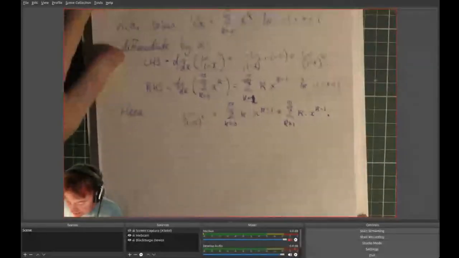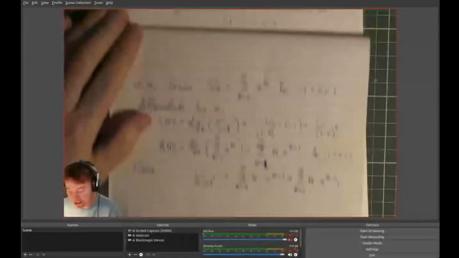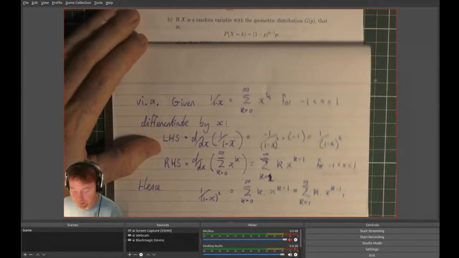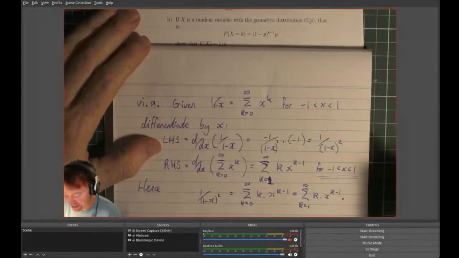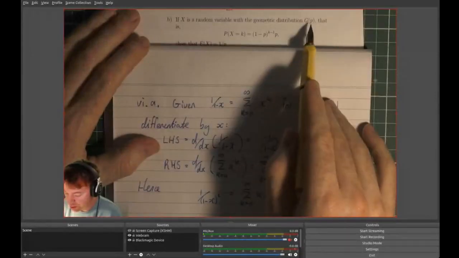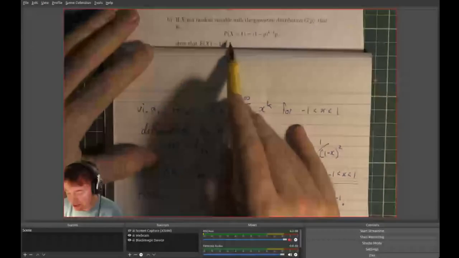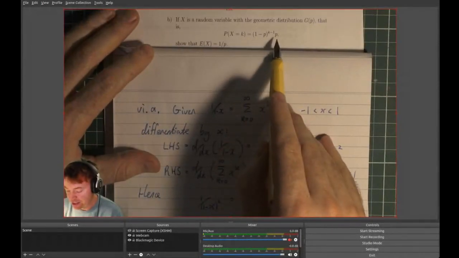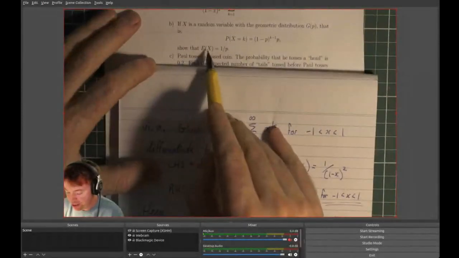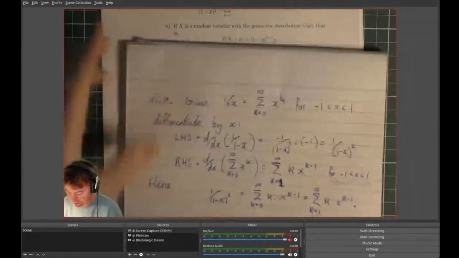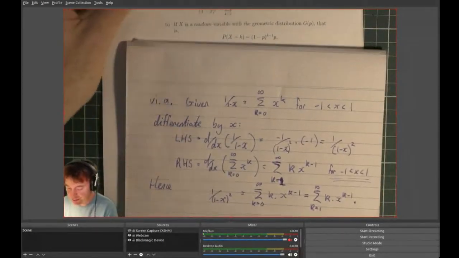Anyway, part B. Let's have a look at part B. Seemingly unrelated question. If X is a random variable with geometric distribution G of P, which is to say, and this is very nice of them to actually tell you exactly what it means, show that the expected value of X is this thing. Okay. Let's go on to part B.